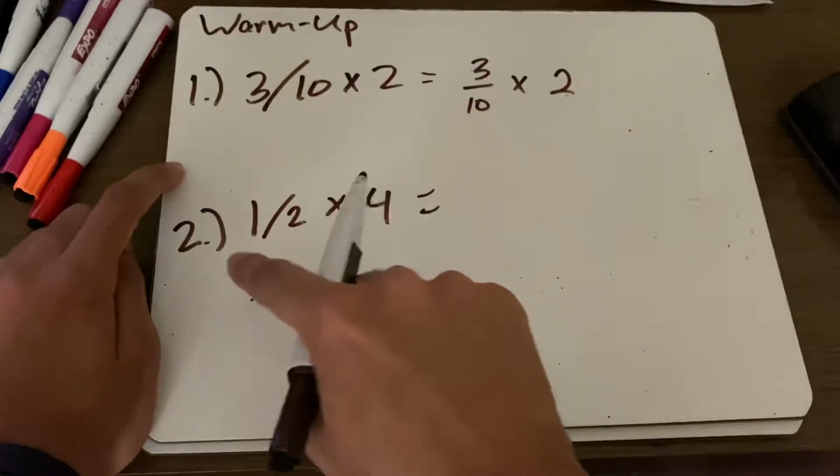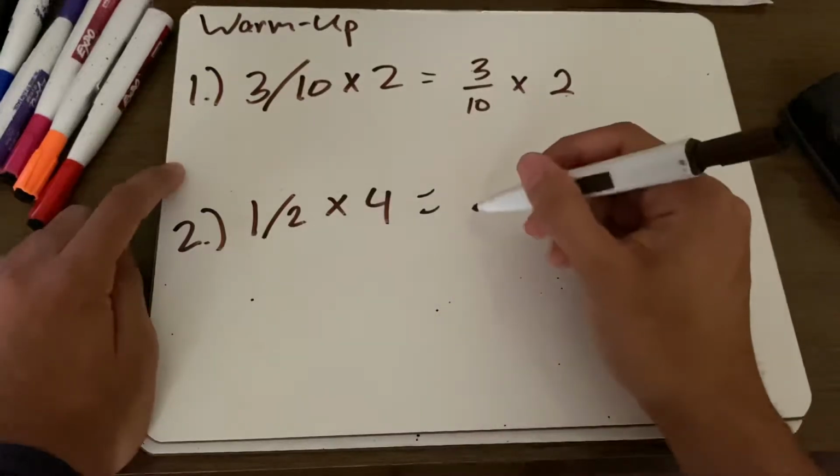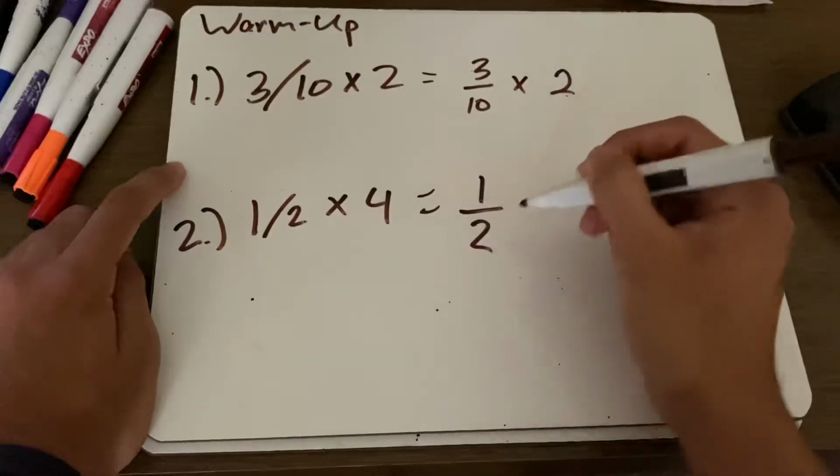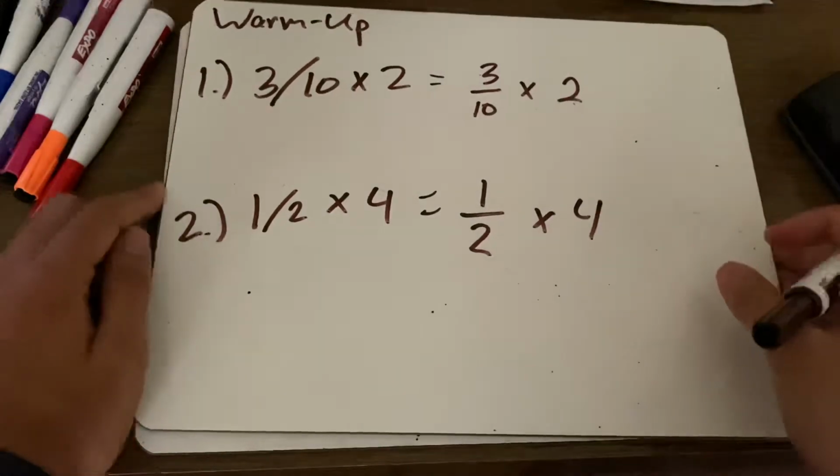Same thing here. If you have 1/2 times 4, then that is the same thing as 1 over 2 times 4. Okay, so now let's go ahead and solve it.